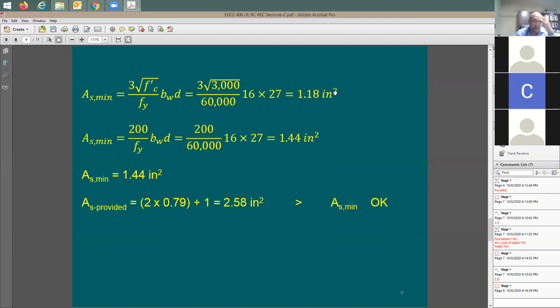I said, okay, this is good. Let me try here the second equation. The second equation says 200 divided by f_y, and your f_y here is 60,000, times 16 times 27, which is going to be 1.44. Now, which one controls my design?